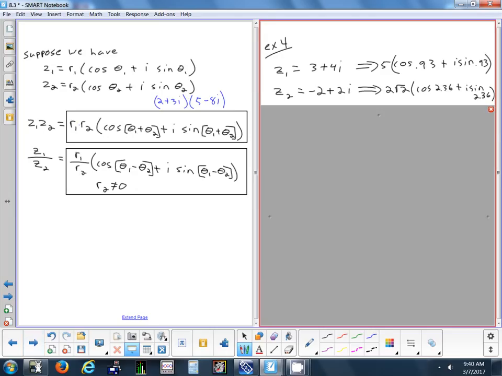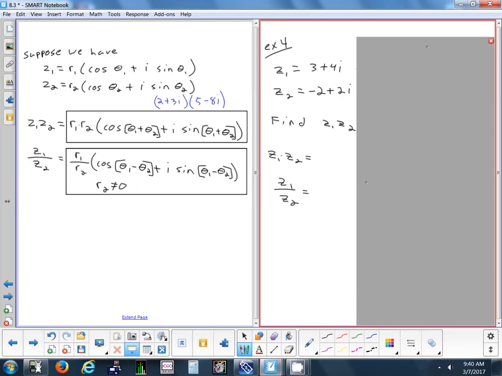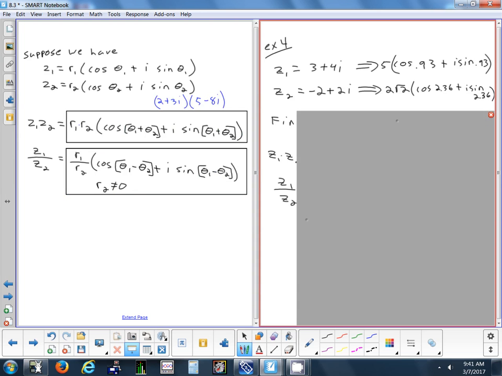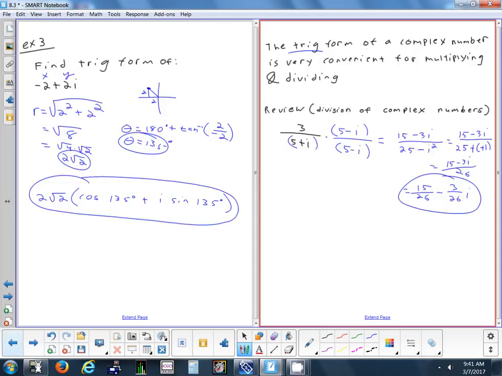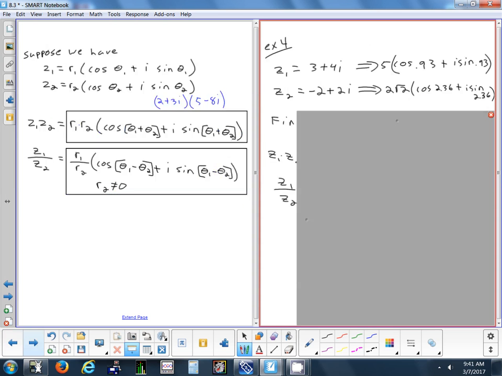All right, so in this problem, I'm giving you two complex numbers. They're not in polar, but I converted them to polar for you. One of these I think we already did, the 3 plus 4i. Or maybe it was the negative 2 plus 2i. Let me go back for a second. Oh, it was the negative 2 plus 2i. So we got the radius is 2 root 2. And I did the angle in degrees. In this problem, I just changed the angle to radians. It's 2.36 radians. So you've already converted Z2 to trig form in an earlier problem.